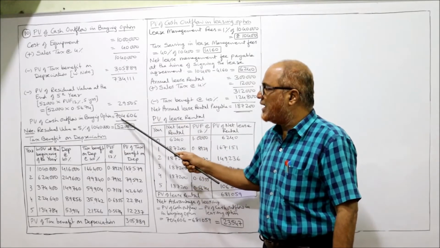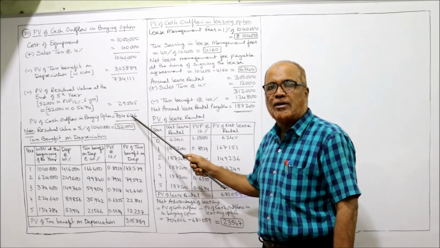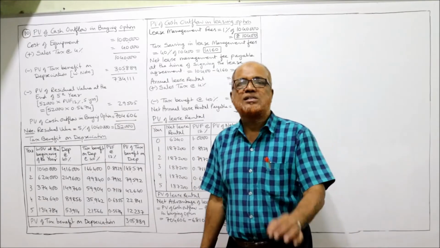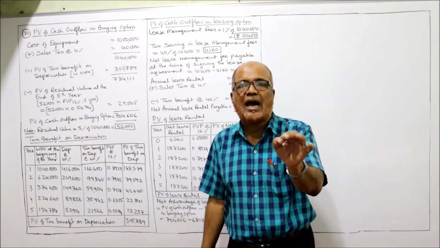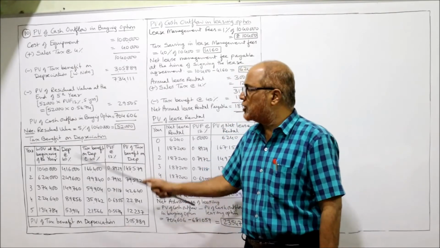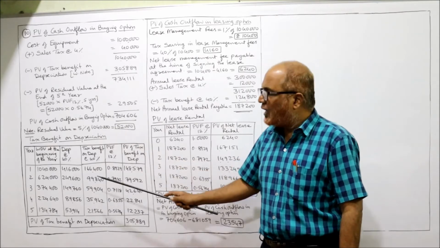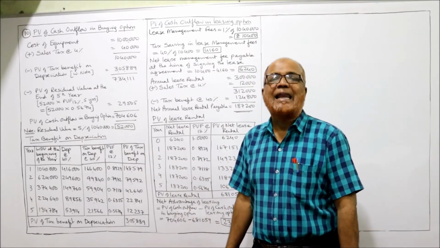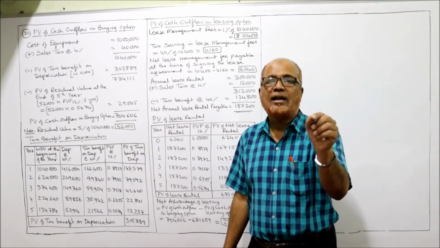This is the present value of residual value. Deduct, and we get 7,04,606. This is the present value of cash outflow in case of the buying option. Now I will make the working notes regarding the calculation of benefit on depreciation.